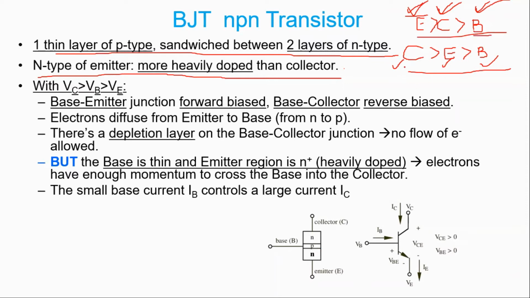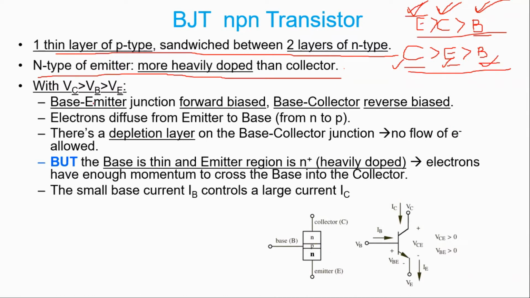Now, as far as area is concerned, the collector has the maximum area. Why? Because particles from the emitter will be collected at the collector and more heat is generated. So to dissipate heat, more area is needed. That's why the collector has the largest area, the emitter has intermediate area, and the base has the smallest area.